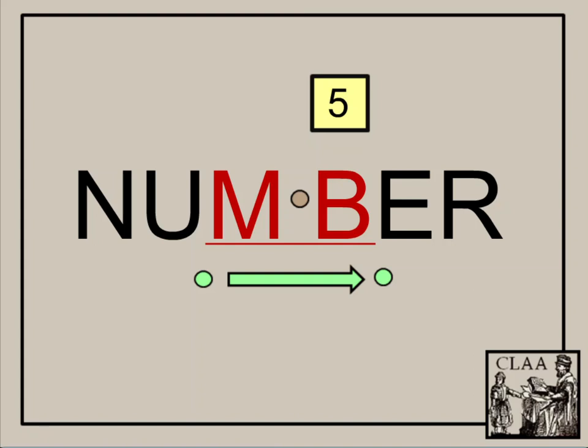Let's read this word together. Number, number, number. You can hear both the M and the B. The B is only silent in the digraph MB. You'll have to learn which words use the digraph and which words read both the M and the B separately.